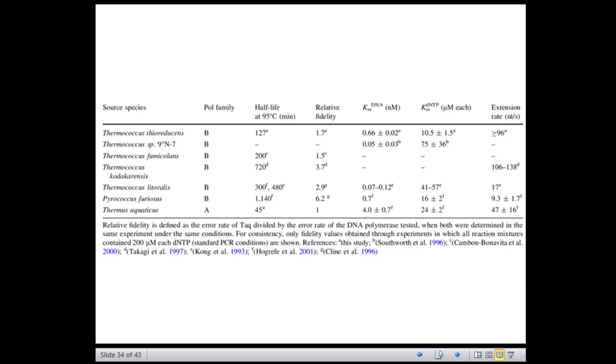be it from Thermococcus litoralis, or Pyrococcus furiosus, Thermococcus thioreducens, many of them. So this tells us about the important developments being made in upgrading or updating the PCR reaction.